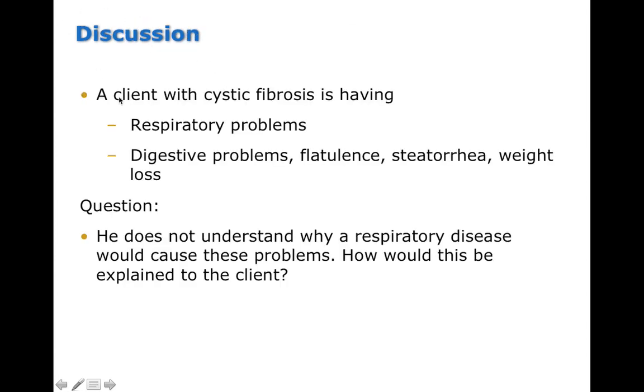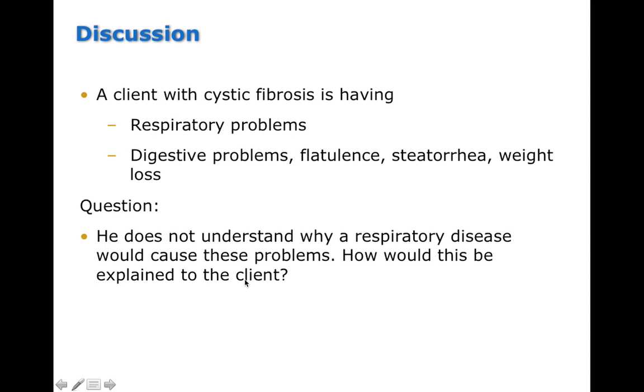So this discussion here says a client with cystic fibrosis is having respiratory problems, digestive problems, flatulence, steatorrhea, and weight loss. The question says he does not understand why respiratory disease would cause these problems, and how would this be explained to the client?